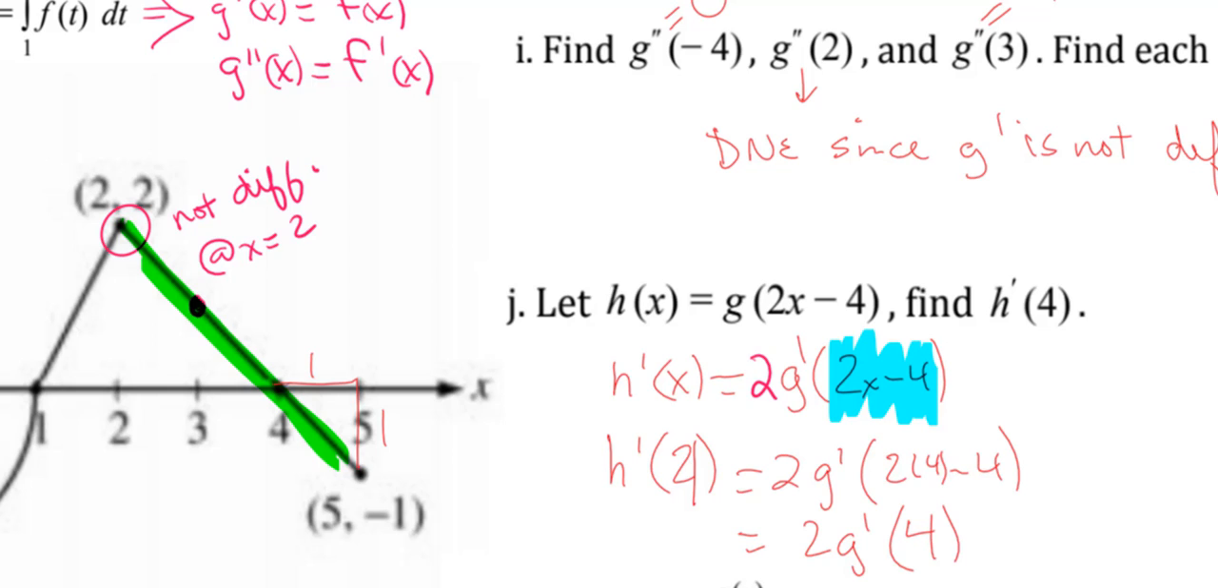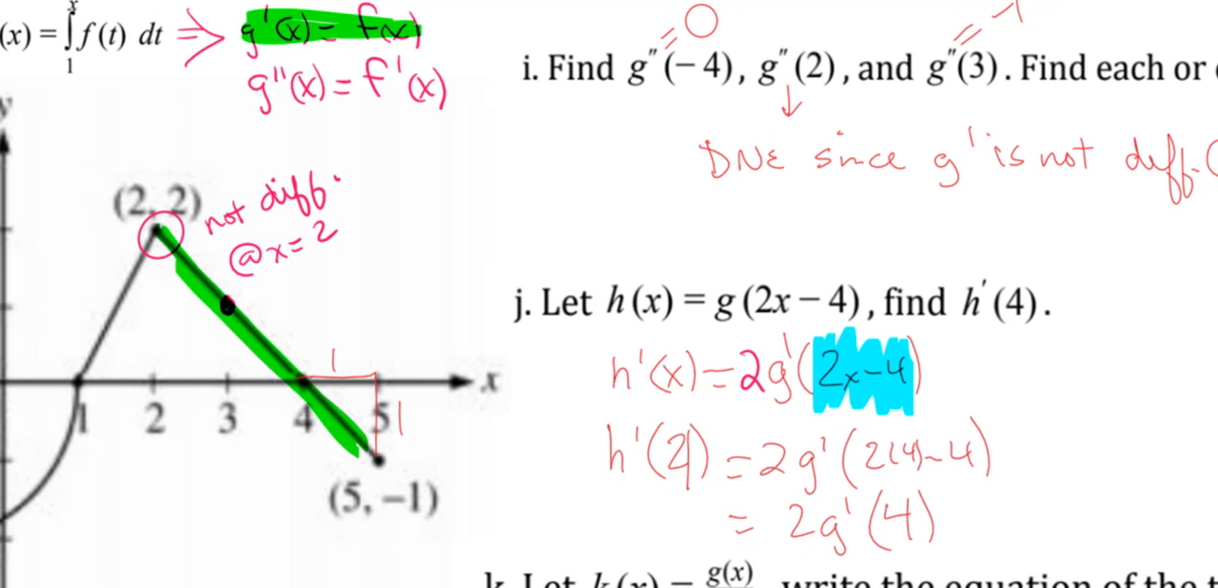So g prime of 4, let me go back up here to this part. G prime of 4 is just going to be my y value at the x value that I want. In this case, I want an x value of 4. And what is my y value? Well, if I look right here, at x equals 4, my y value is 0. So this part right here is just 0. So 2 times 0 is just 0. So h prime of 4 has a value of plain old 0. That's kind of funky. Wow.